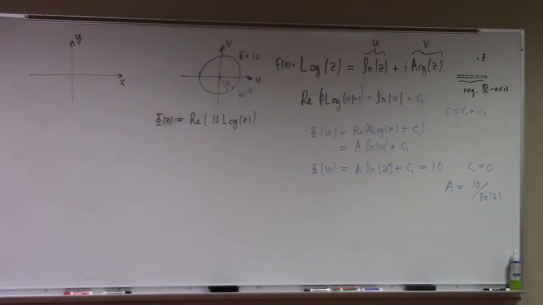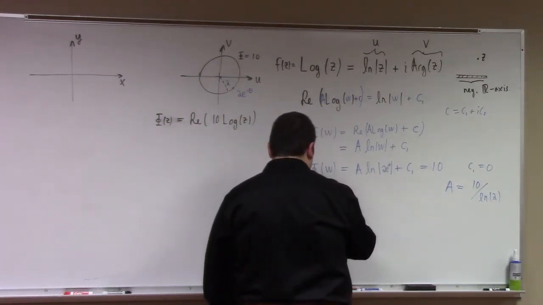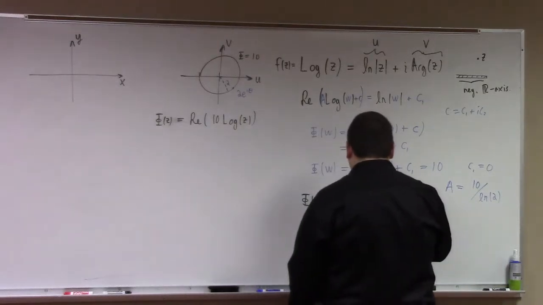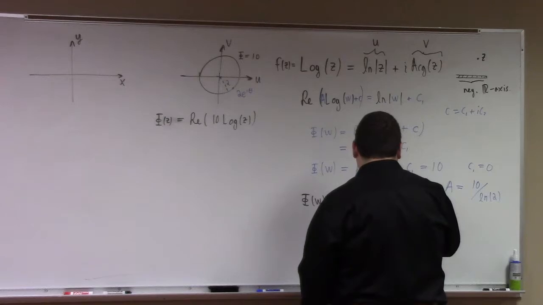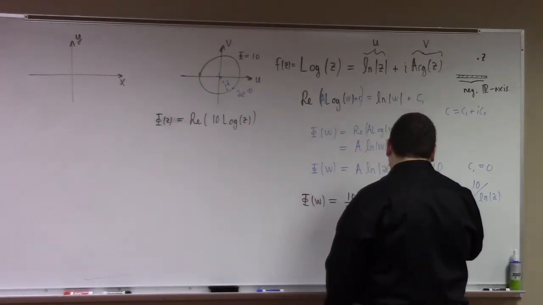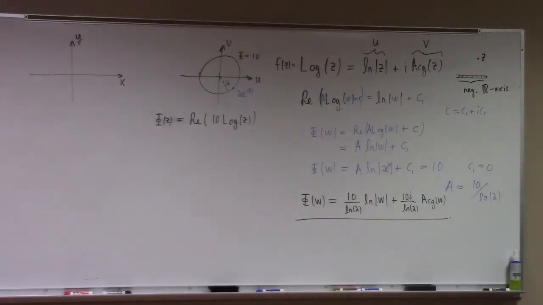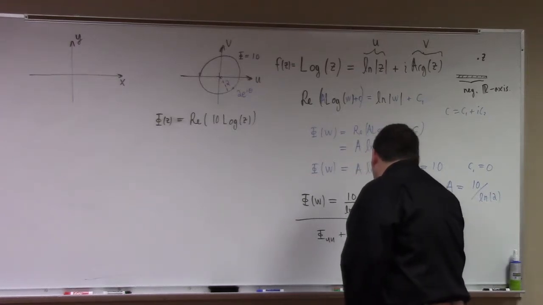All right, so, great. So we've got this function, right? Phi of W equals 10 divided by the natural log of 2 times the natural log of the absolute value of W, right, plus 10i over the natural log of 2 times arg of W, right? This is a function defined in the W plane, which takes the value 10 at the circle of radius 2, and whose component functions are solutions to the Laplace equation. I mean, this satisfies phi u u plus phi v v equal to 0.